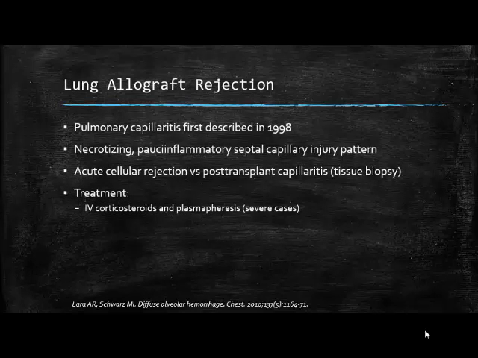Lung allograft rejection. It's a necrotizing post-inflammatory septal capillary injury. You need tissue biopsy over here in order to differentiate between acute cellular rejection versus post-transplant capillaritis. Treatment is apheresis and IV steroids too.